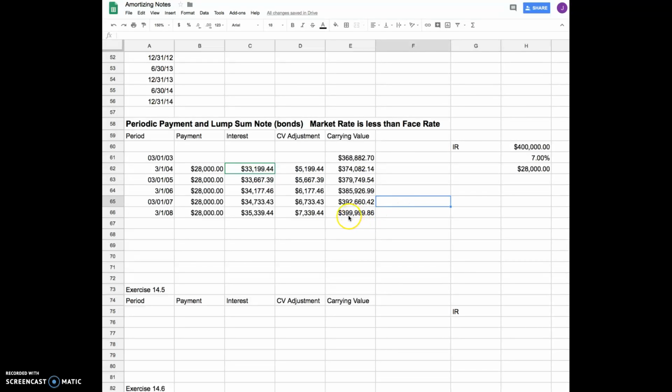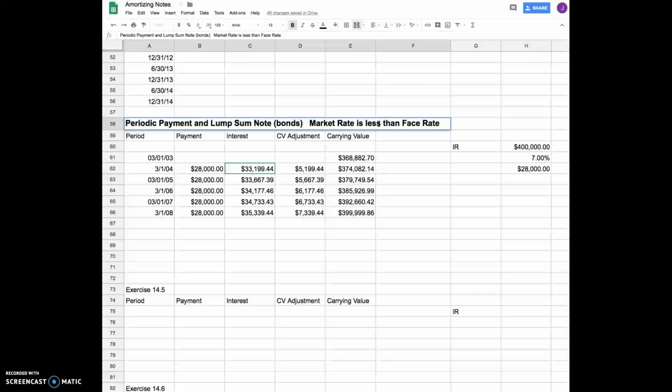And again, that changes to 399,999.86, but that's due to some rounding within these cents here. So that's okay. We know that the final payment is going to be the lump sum of that amount. So that's how we tackle a bond where the market rate is more than the face rate. That was the wrong one. I should have done it on the other one. That's okay. So take a look at this and make sure that you can solve it.